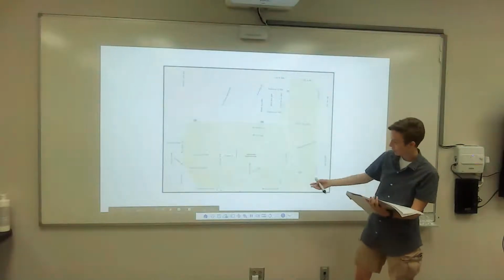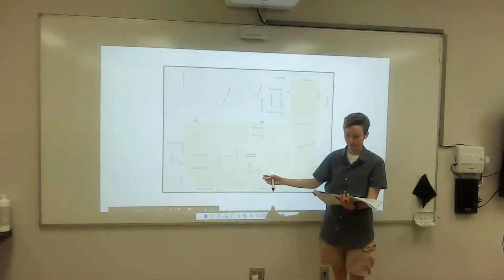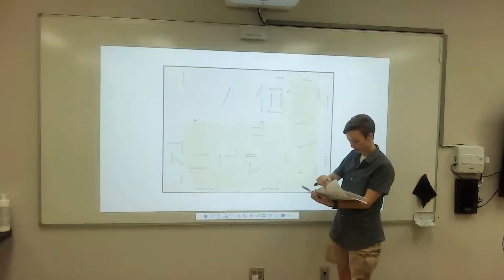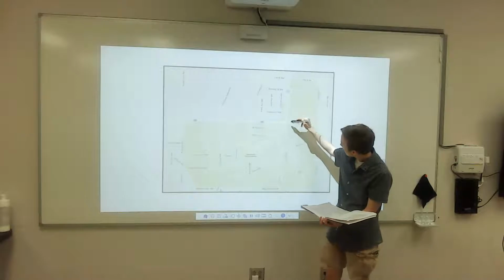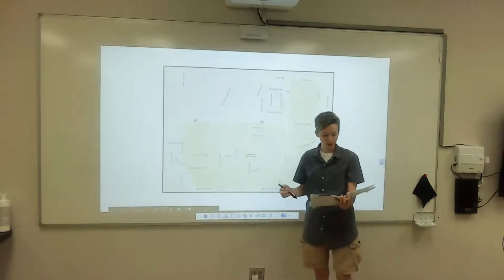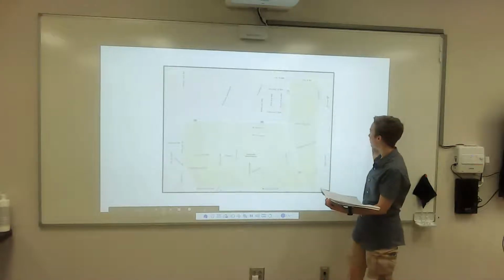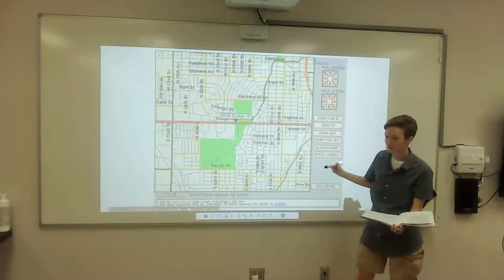So, here we have a reference map. Why is it a reference map? We've used this for navigation. You can see the school over here. This is where our building would be. So it's used for finding things. It's a reference.